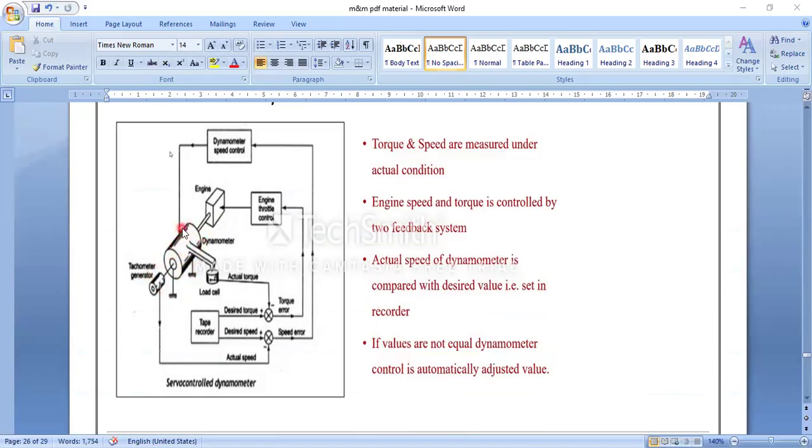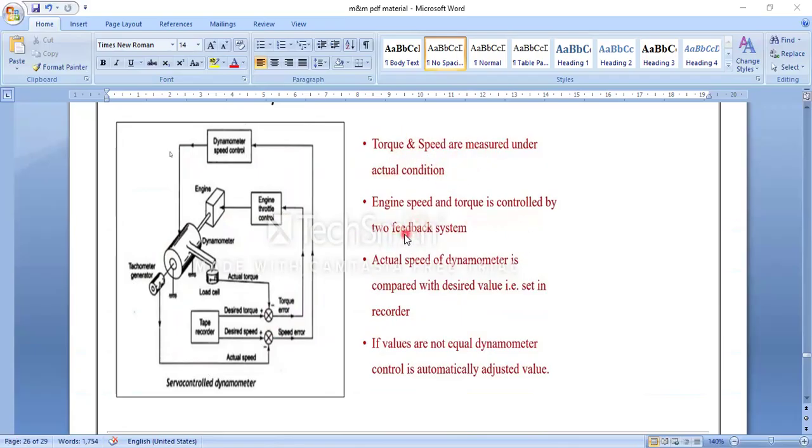This dynamometer is attached to one side here, and a tachometer is attached to one side. The values are measured here, because this has some circuit type of connections. You see, the engine is connected here, and also the dynamometer. This tachometer is connected, so torque and speed are measured. Both the torque and speed are measured under actual conditions.